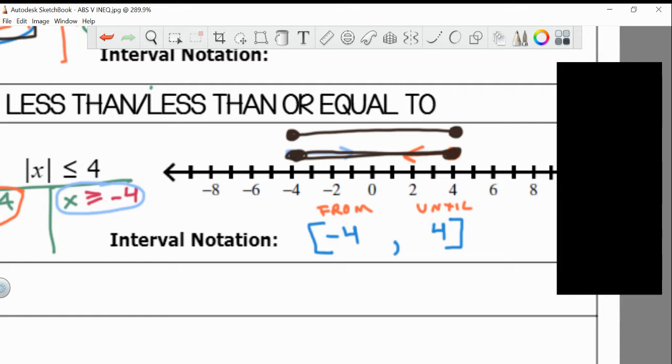The reason that we have the interval notation is because if you're a famous mathematician typing in a computer, you don't want to have to draw this graph every time. You just want to be able to do bracket, -4, comma 4, bracket. What do you do if it's facing away from each other?